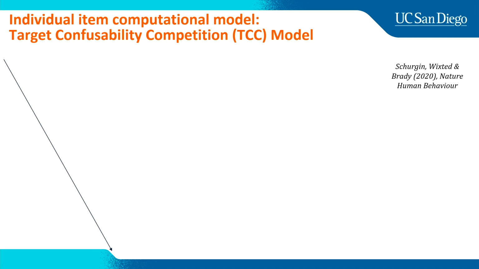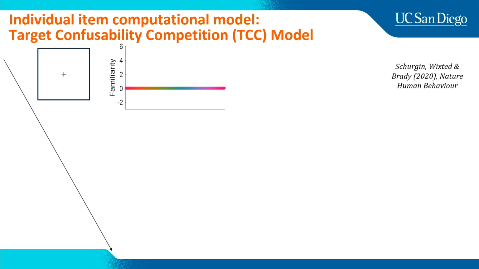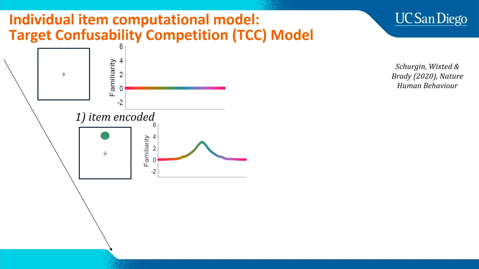Now I will tell you about the computational model we use to measure individual item memory, which is the target confusability competition model. To do this, I will first walk you through an example trial in a simple visual working memory task to demonstrate its predictions. First, before you see anything, your familiarity for any particular color value is at baseline. Then when you see a green item that you have to remember, your familiarity for that color increases. In this model, this familiarity boost is measured with the signal detection parameter d prime. As you can see from the shape of this familiarity gradient, the green color you actually saw gets the d prime boosted.